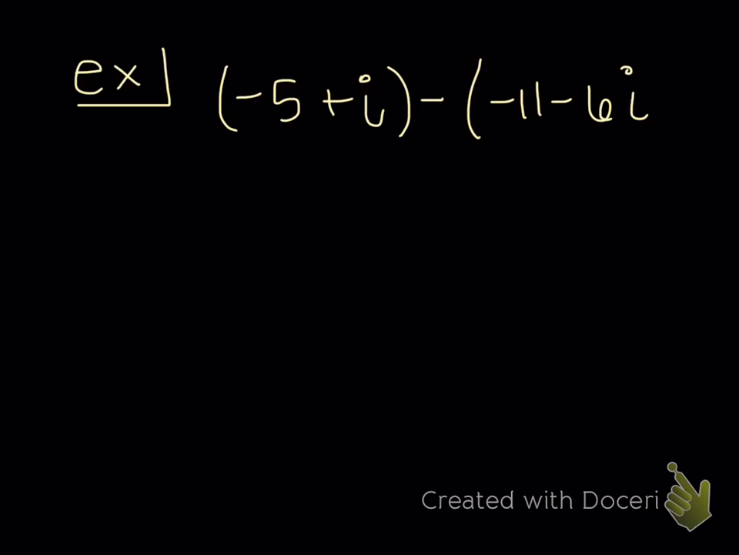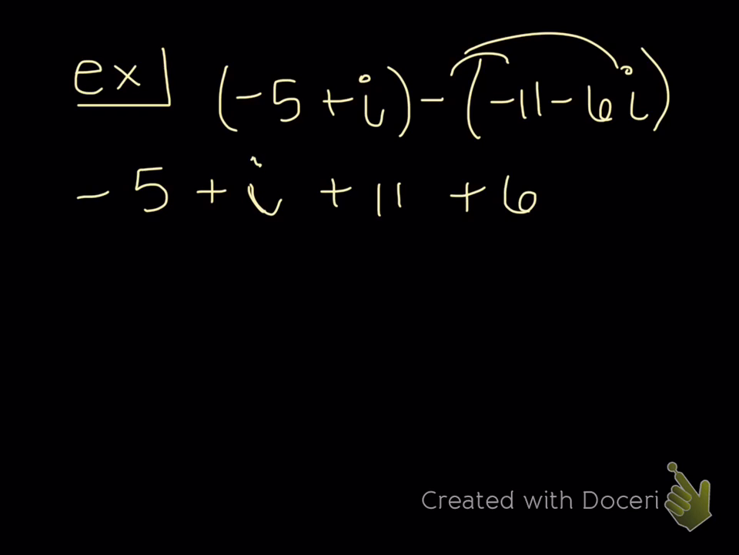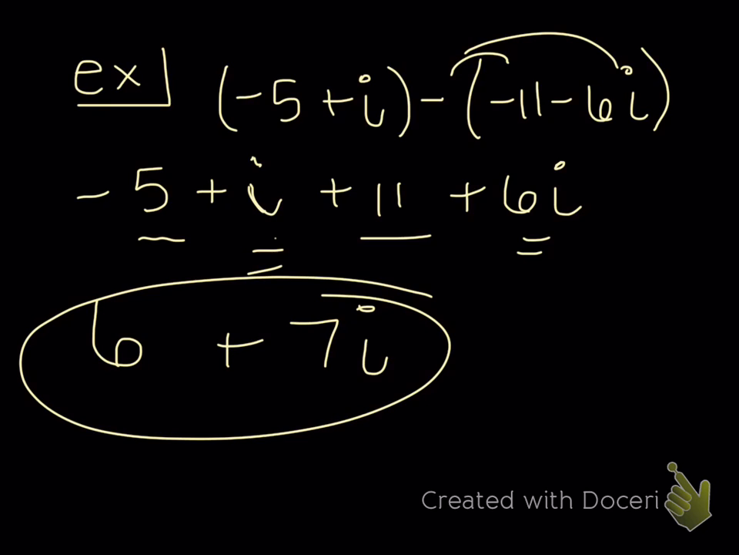For our next example, I have the quantity of -5 plus i minus the quantity -11 minus 6i. So again, the first quantity, nothing's happening to it, so I can just leave it like this. For my second quantity, I need to distribute this negative in, so it'll become plus 11 and then plus the 6i. And then I can combine like terms, so I'll get 6 plus 7i. So the real part is 6 and the imaginary part is 7. So that's adding and subtracting.